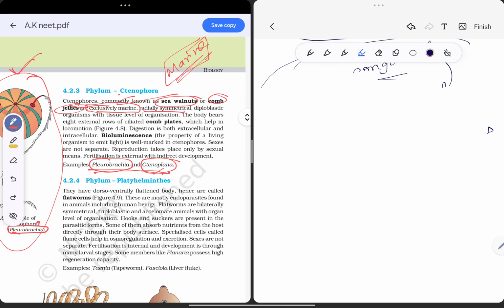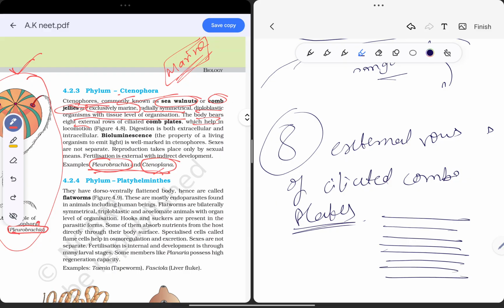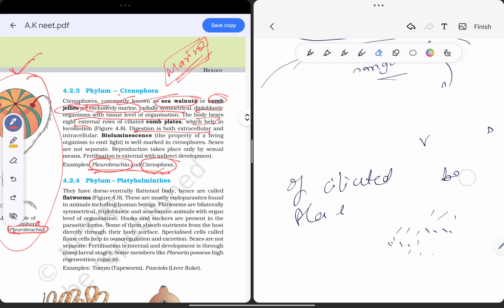So radial symmetry is seen in Ctenophora, which are diploblastic organisms with tissue level organization. The body bears 8 external rows, very important, 8 external rows of ciliated comb plates. Means like this, 8 external rows are present: 1, 2, 3, 4, 5, 6, 7, 8. And these are called comb plates. All this will help them in locomotion.